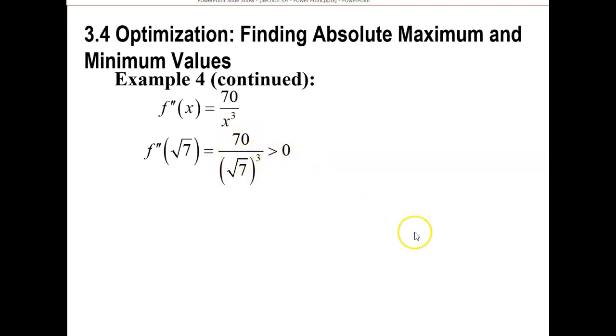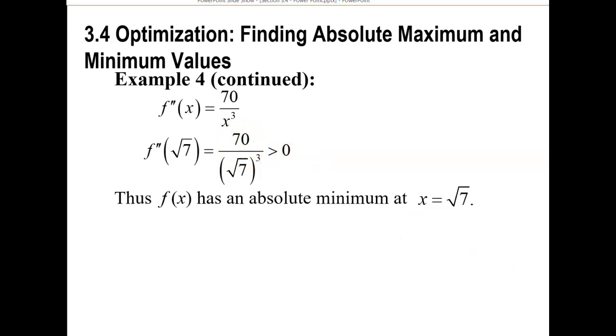So that's going to give me a positive number. Since that's positive, think of second derivative being positive means concave up. That's the bowl, which would mean you'd have an absolute min at your critical value.